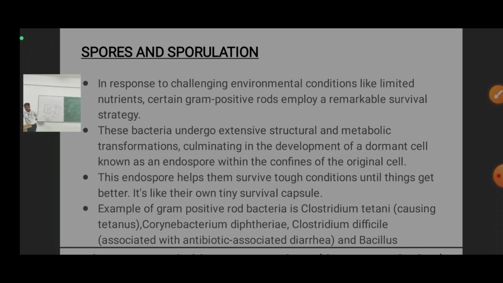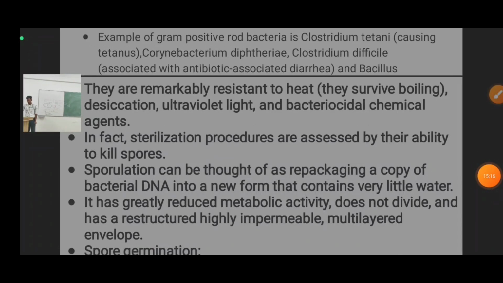These endospores help them to survive tough conditions until things get better. Okay, it's like their own tiny survival capsules. I already told you, no, that's a multi-layered structure, resistant to antibiotics.